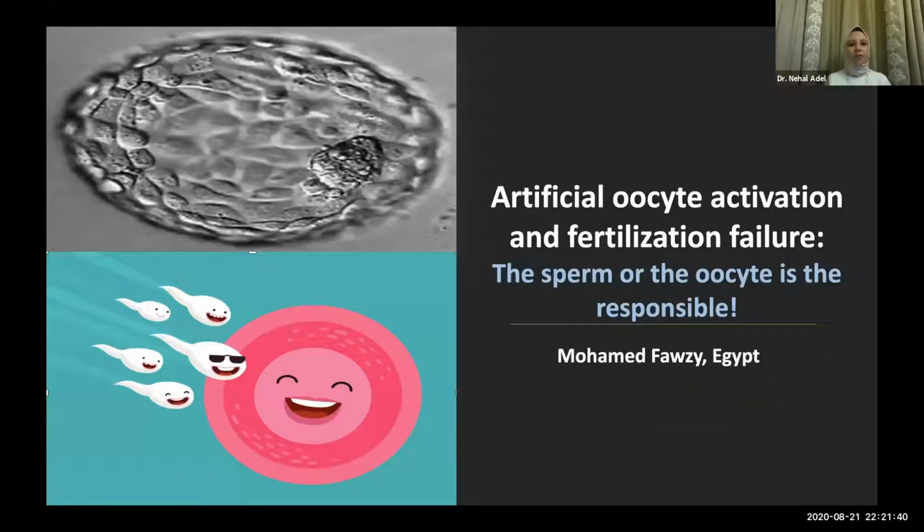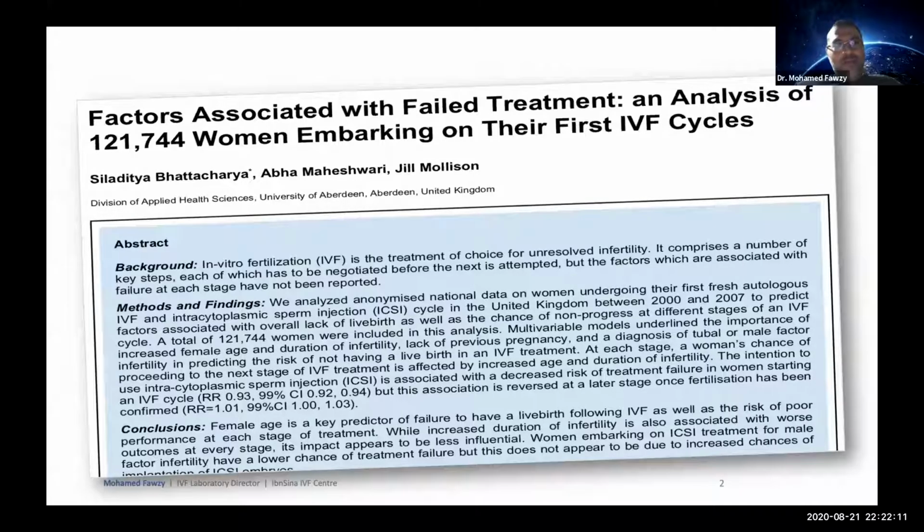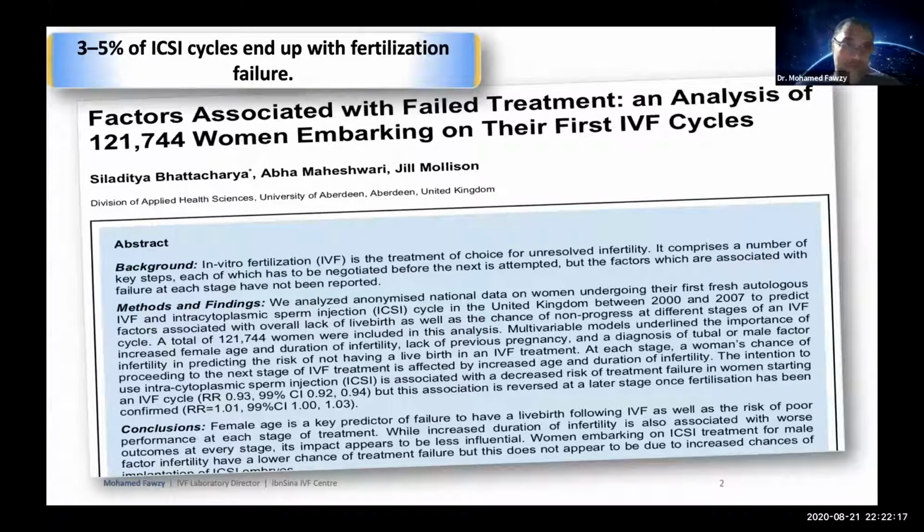I'll talk about artificial oocyte activation in general and strontium chloride mainly, based on our publication in Human Reproduction 2018. Before we start, one thing we need to say is that IVF and ICSI are effective treatments. So we will talk about an add-on treatment, not the invention of such treatment. However, despite the advances with ICSI, around 3 to 5% of ICSI cycles will end up with fertilization failure.